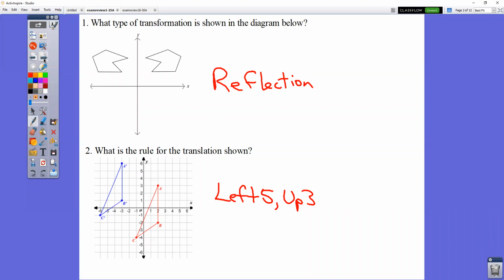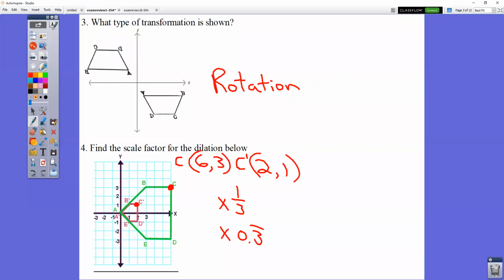In question number two, what is the rule for the translation? When you go to do a rule for the translation, you are going from the letter to the same letter prime. So like A to A prime. So if we're going from this red one to this blue one, how many left or right? How many up or down? 1, 2, 3, 4, 5 places to the left. 1, 2, 3 up. So our rule is left 5, up 3.